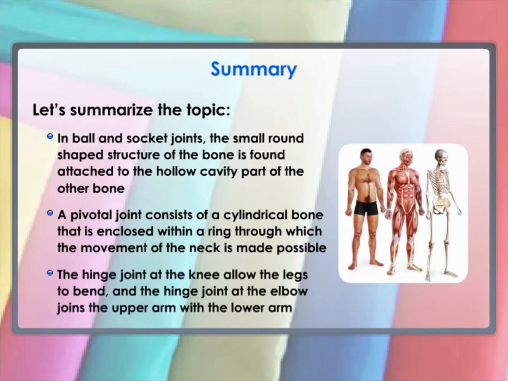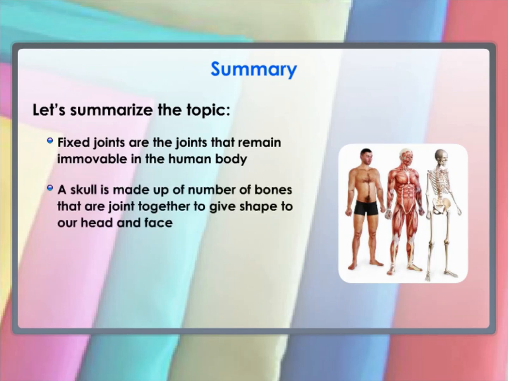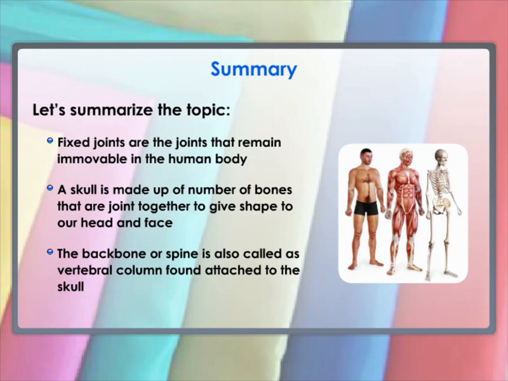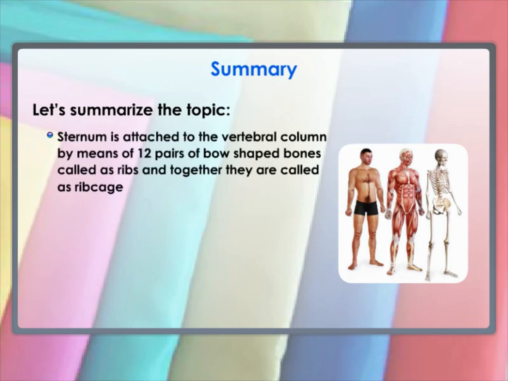The hinge joint at the knee allows the legs to bend, and the hinge joint at the elbow joins the upper arm with the lower arm. Fixed joints are joints that remain immovable in the human body. A skull is made up of a number of bones that are joined together to give shape to our head and face. The backbone or spine is also called as vertebral column, found attached to the skull. Sternum is attached to the vertebral column by means of 12 pairs of bow-shaped bones called as ribs, and together they are called as rib cage.